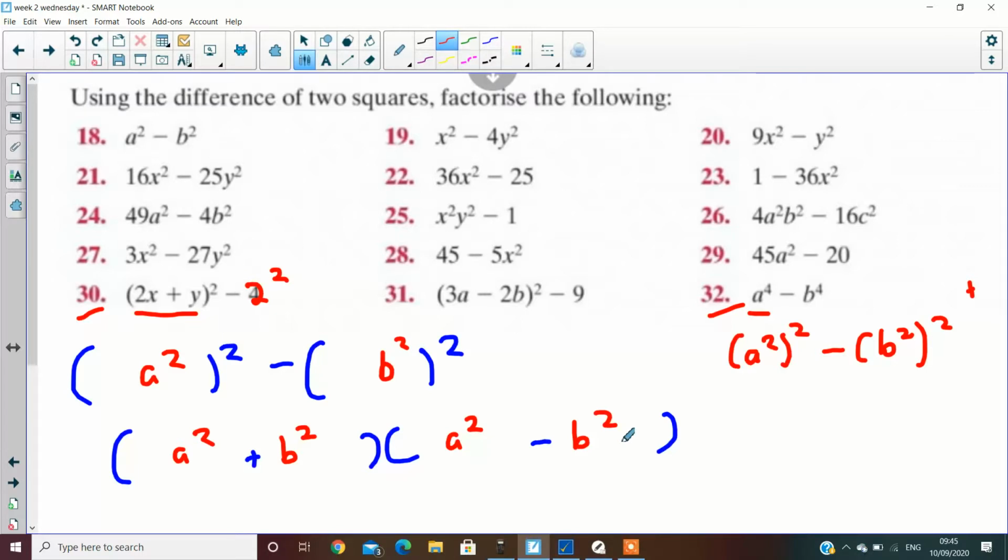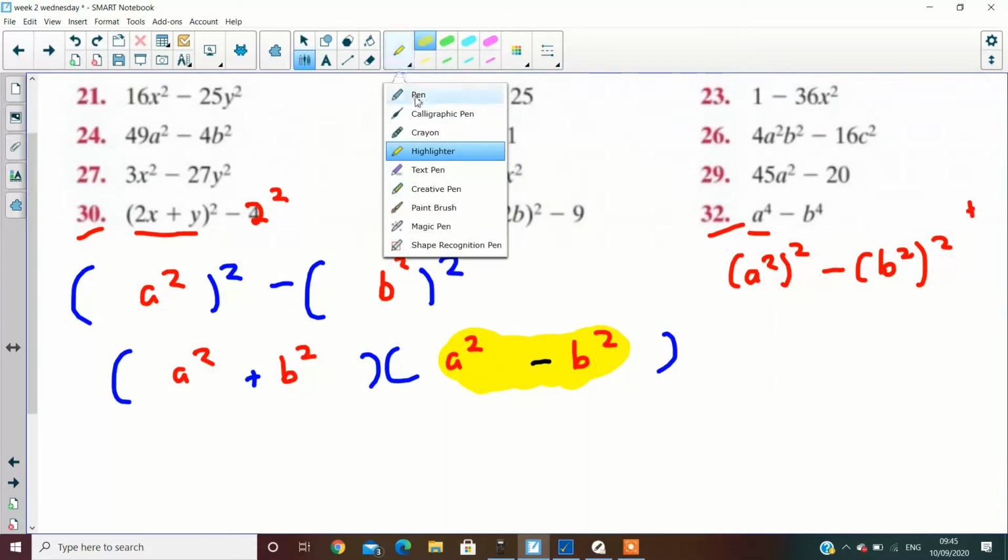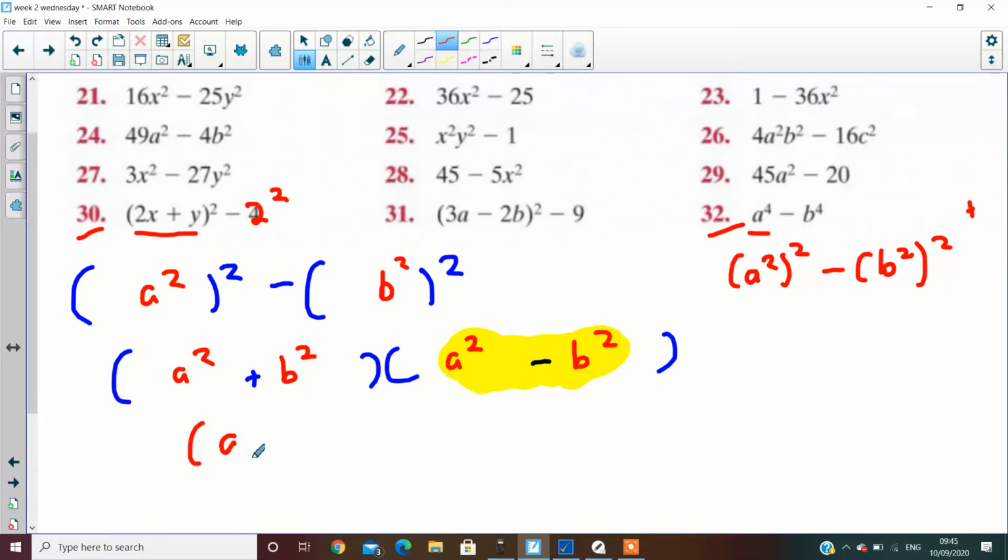If you look at the back of the book, that's not the answer you're given. You're not done. What do you have to finish off? Which part? You got to finish off this part here. Why? What is a squared minus b squared? Exactly. The yellow part expanded further. Is that okay, you guys?